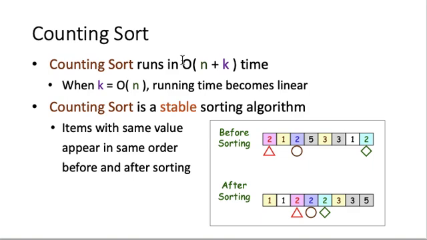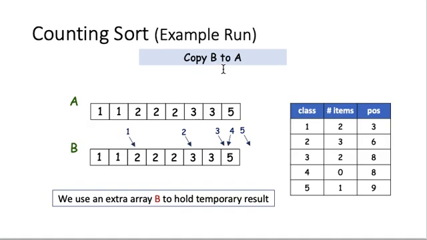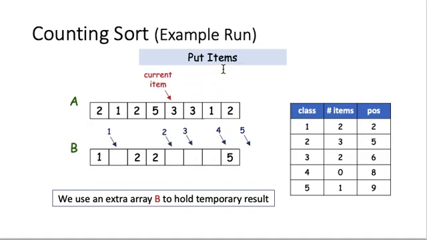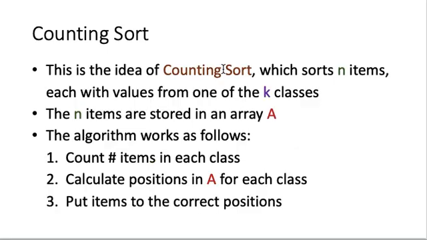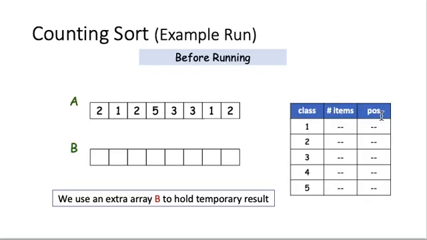Now, counting sort runs in order n plus k time. So it is not really linear, but there is a k term here. Why is there a k term? First of all, k is the number of classes. Here, we will see that there are many places that involve k. First of all, in the creation of this table, there are going to be k classes, so k counters and k positions, right? In that case, it takes order k time to initialize, to prepare this table.